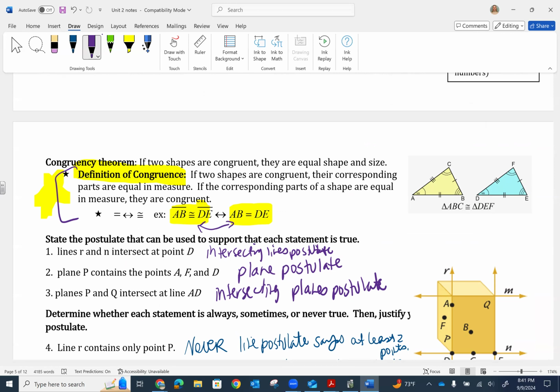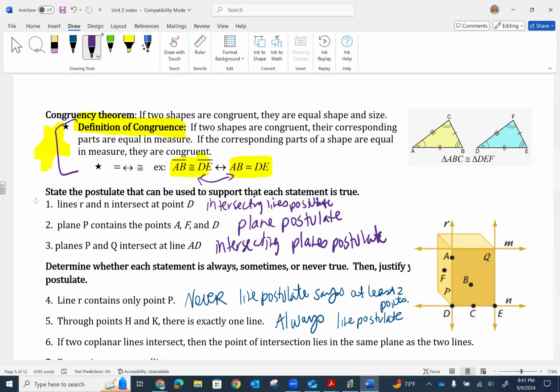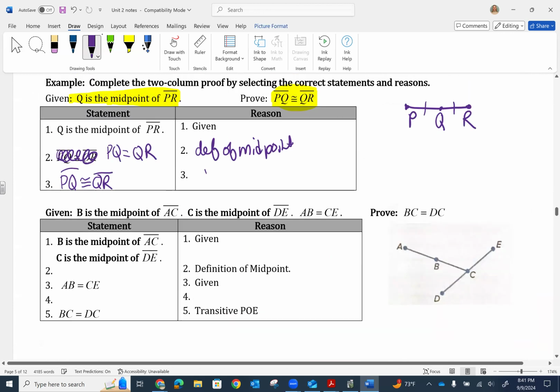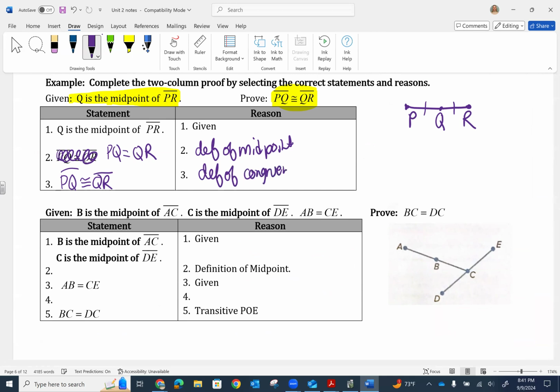So equal in length means they're the same length, like numerically. If they're congruent, they're the same shape and size. So if they are one, they got to be the other. So we would say definition of congruent segments, which states if you have congruent segments, then their lengths will be equal, and vice versa. If you have segments that are equal in length, they will be congruent.